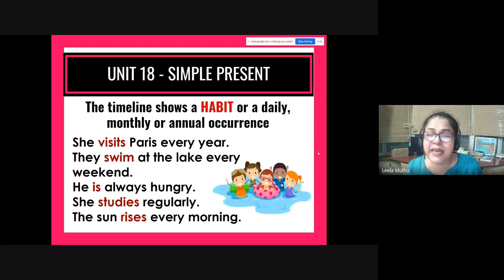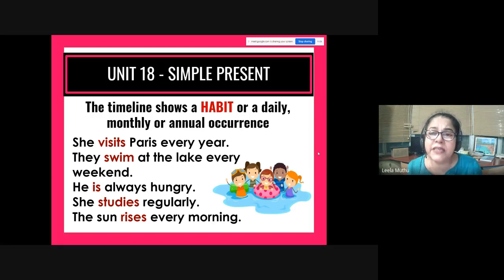They swim at the lake every weekend, which means every weekend they will swim at the lake. That is also what is happening. It's used in the present tense. All habits are used in the present, simple present. Okay. They swim at the lake every weekend.